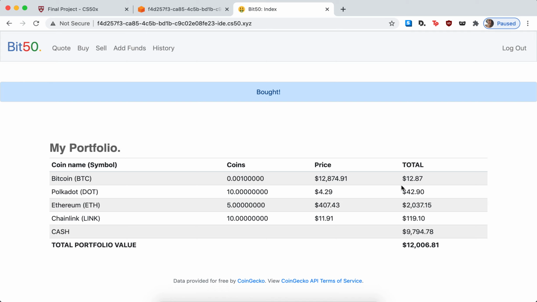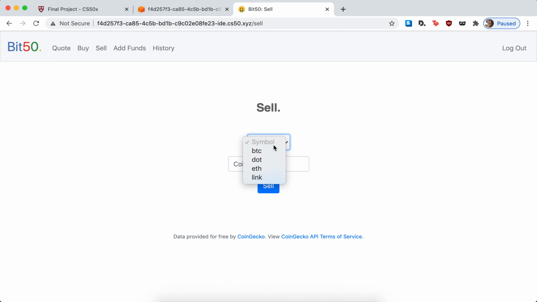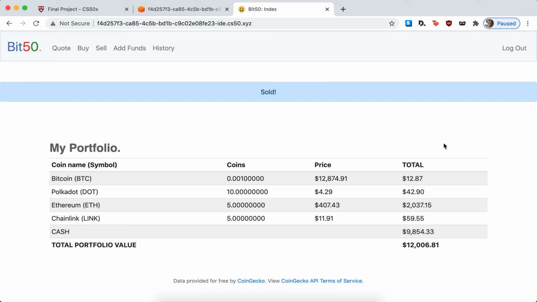Here, the transaction is successful. Also, the same way, I would like to sell 5 Link coin. Again, the transaction is successful.